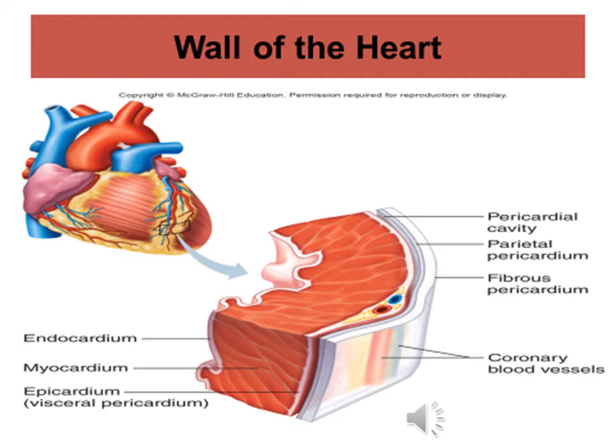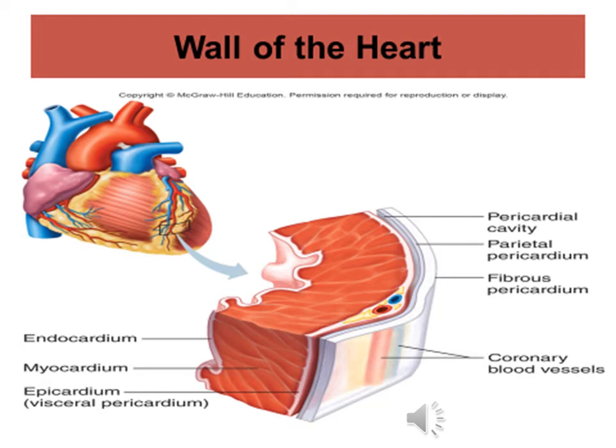And then we get into the wall of the heart and the layers of the heart. And I don't want to confuse you here, but the visceral pericardium is also known as the epicardium of the wall of the heart. So it has two names. It can be considered the outside layer, the outermost layer of the wall, and be called the epicardium, or it can be called the visceral pericardium. So both names are absolutely correct.